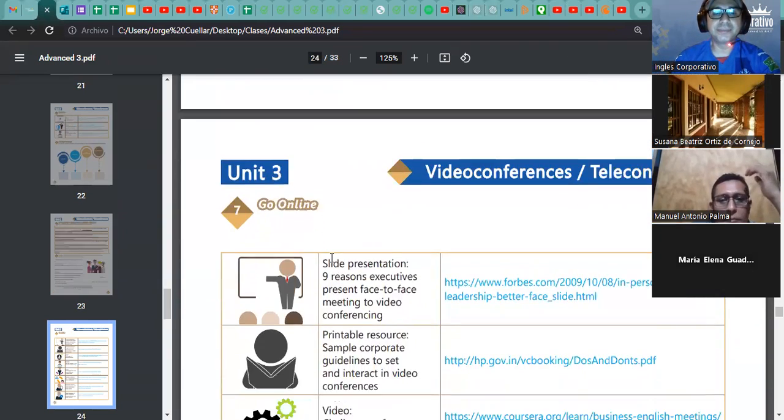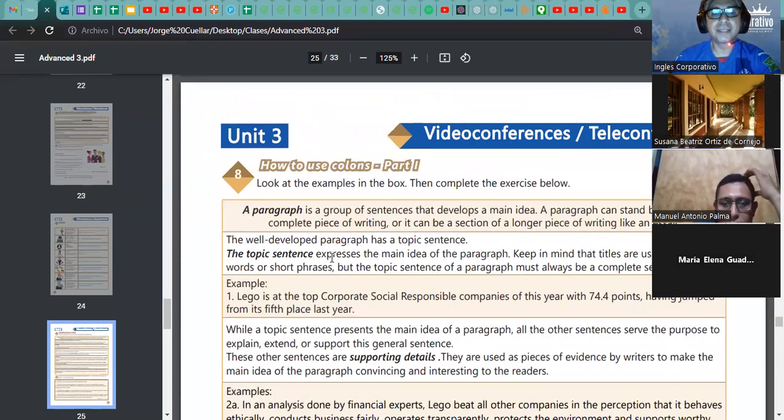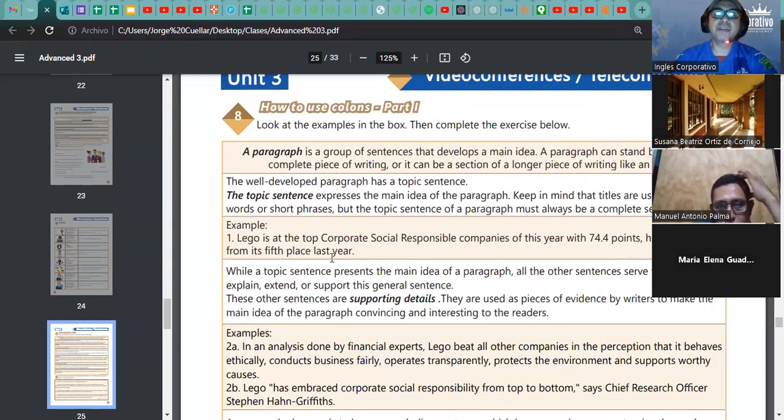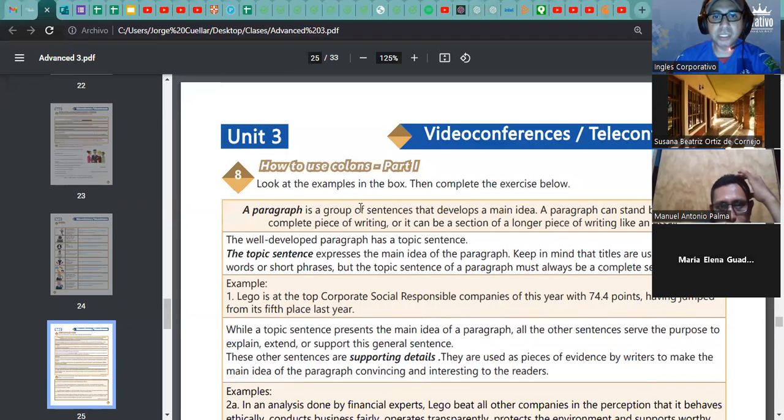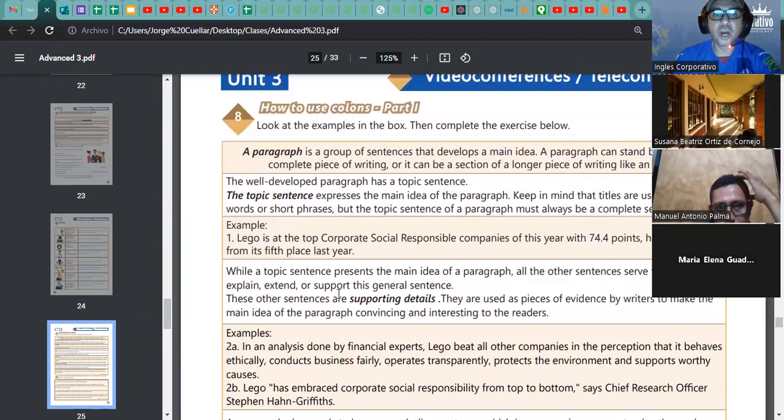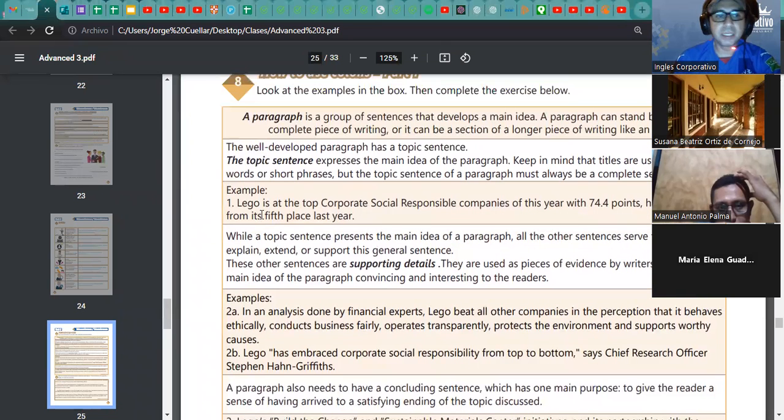So let's move on. We're going to go to columns. Columns are a very important part of writing, okay? Let me show you. So let's read about that one and then we're going to check it. How to use columns, part one. It says, look at the examples in the box, then complete the exercise below. It's a little bit long, but we're going to be able to check into that one, definitely.